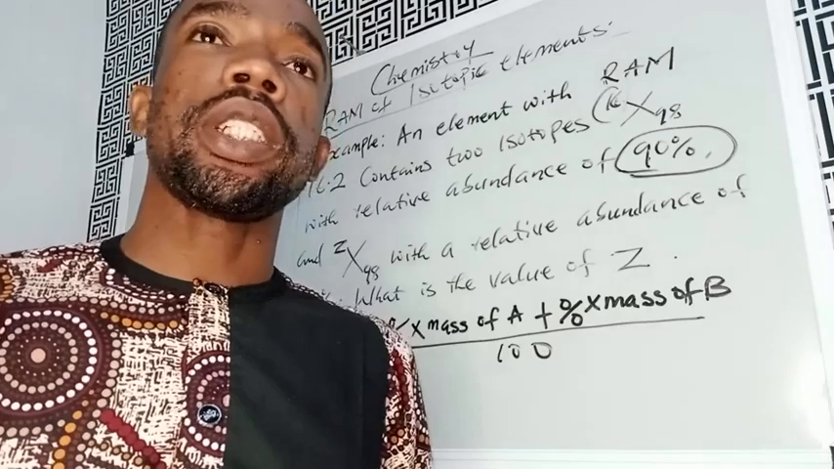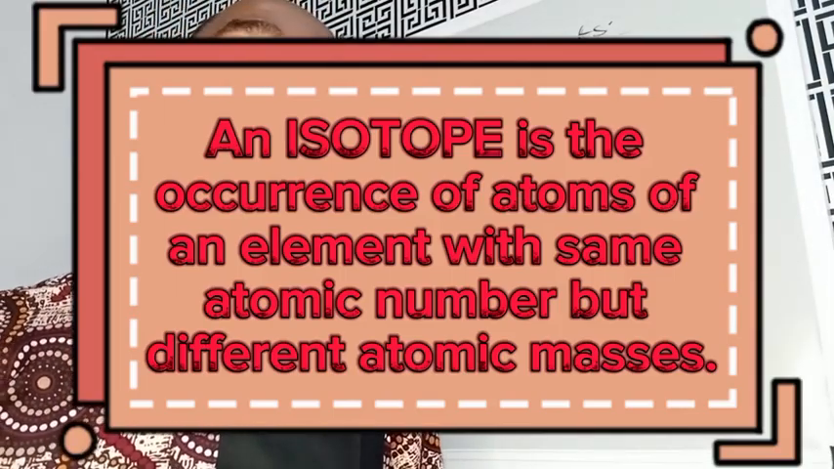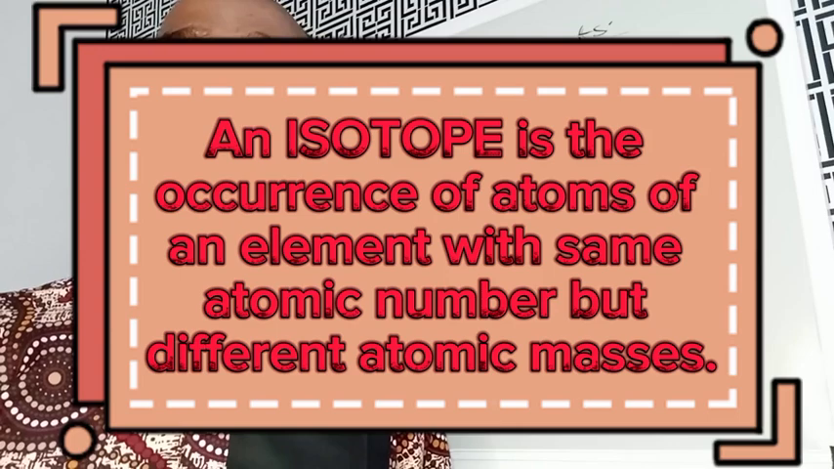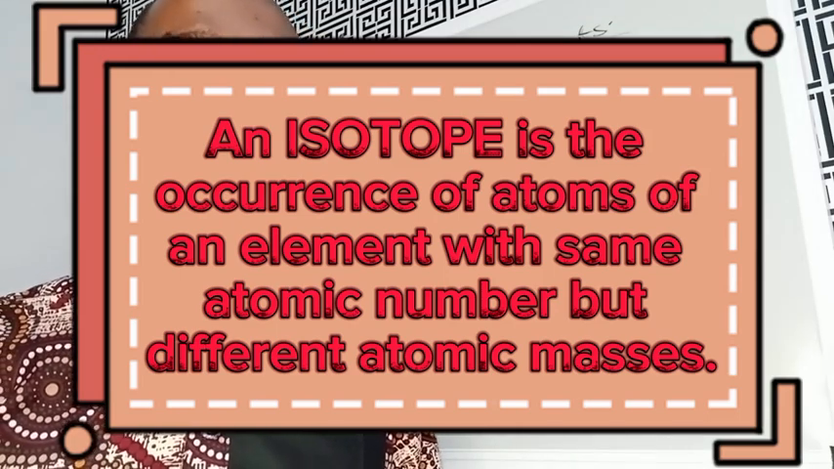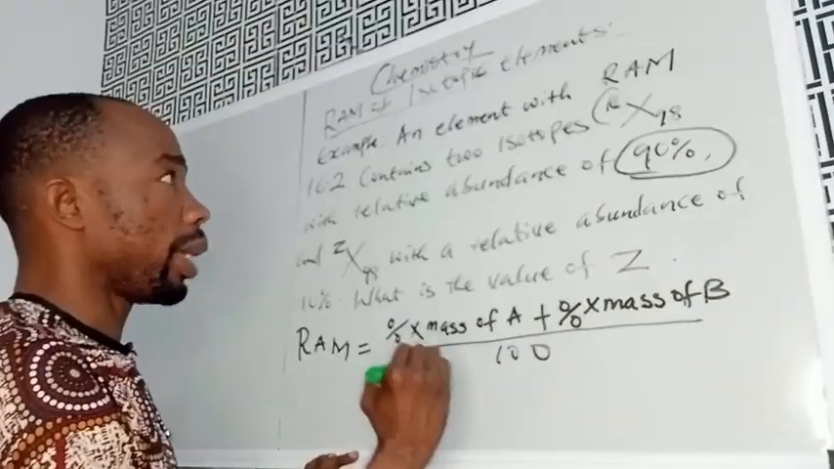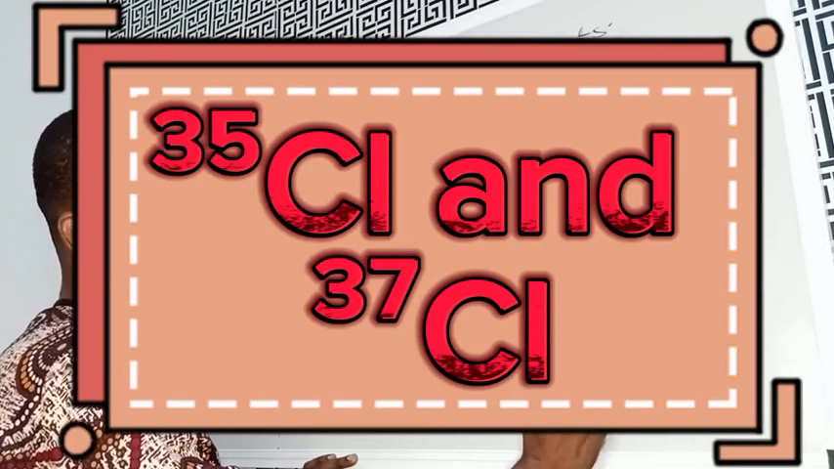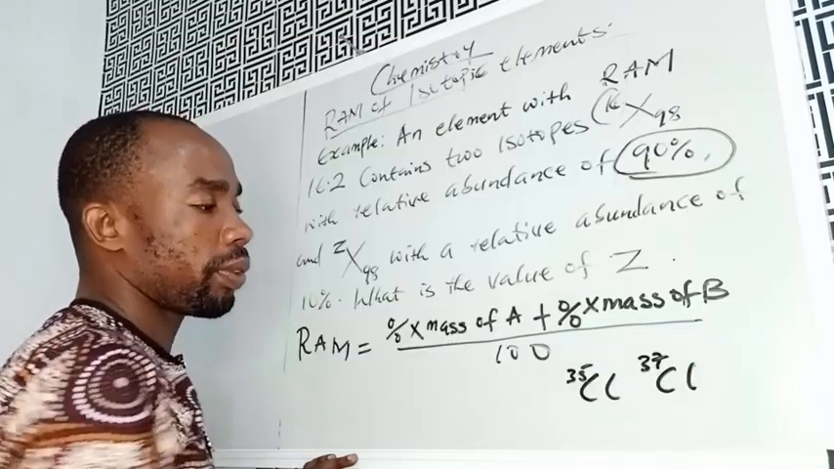Today we are going to be looking at relative atomic masses of some isotopic elements. Like I've been taught in the class, an isotope is the occurrence of atoms of an element with different atomic mass and the same atomic number. For instance, chlorine can have chlorine-35 and chlorine-37. So these are isotopes of chlorine.